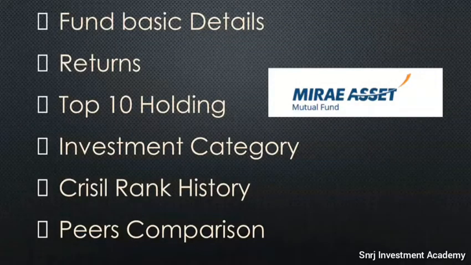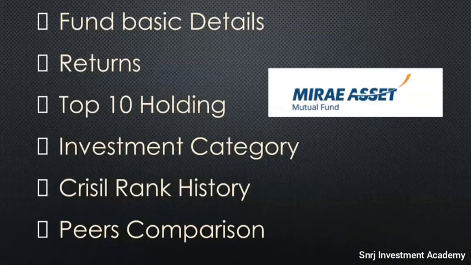Today we will be discussing the Mirae Asset Tax Saver Fund. This fund belongs to the ELSS category. You are aware that we can get tax exemptions for the investments we make in the ELSS category. This ELSS category belongs to 80C. So whatever amount we invest in 80C, up to 1.5 lakh, we can get tax exemption.